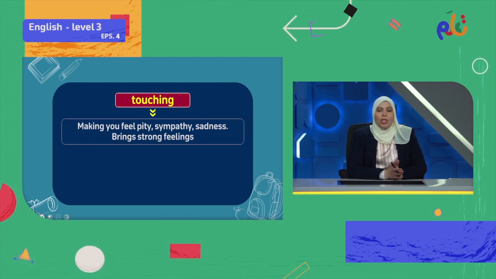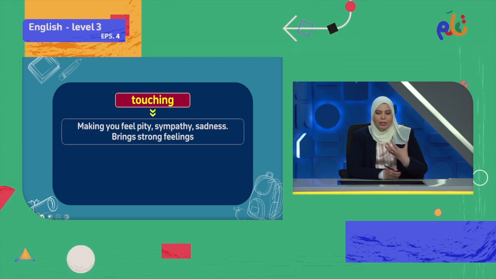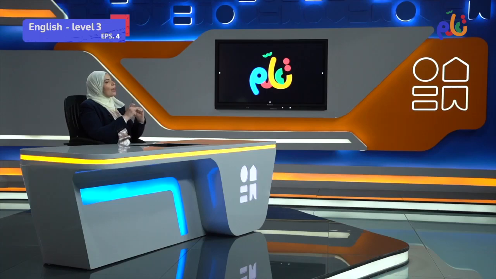So the first thing is touching. Touching is making you feel pity or sympathy. When something touches my feelings, I say it's touching. So I can say the story is touching. I can say the acting is touching. So when something or when the events touch your feelings, we call it touching.